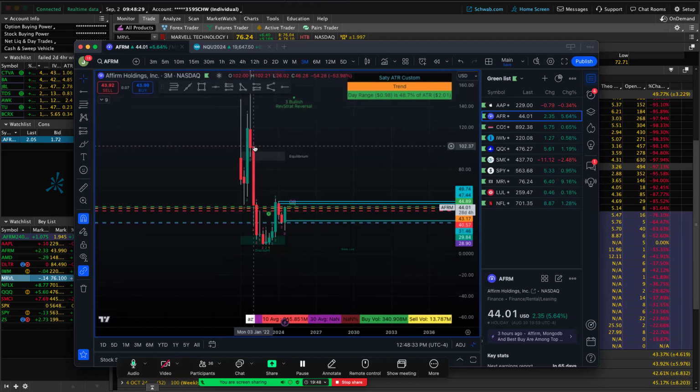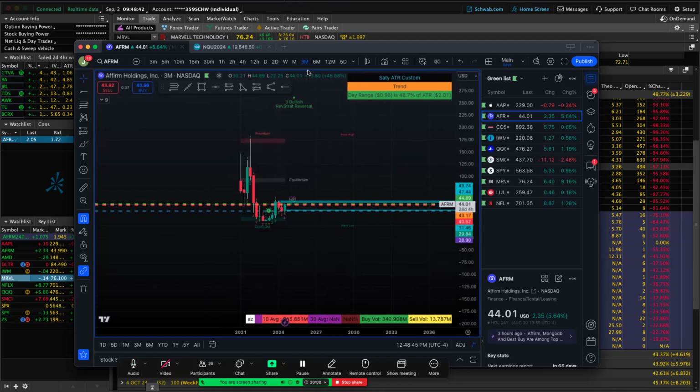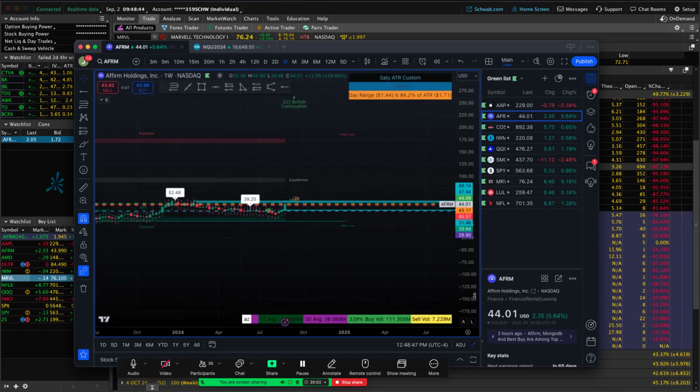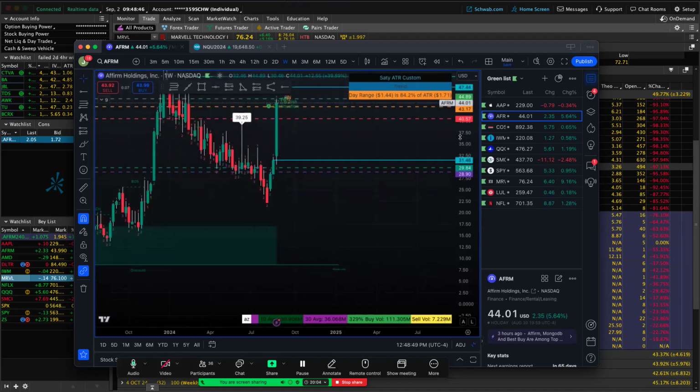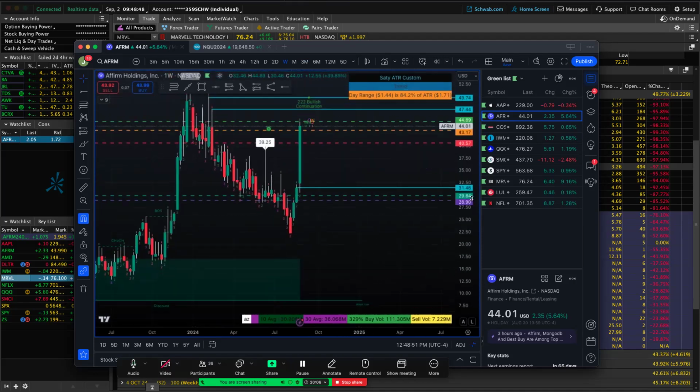And if they really want to get crazy, this would be a nice long-term swing trade, because once we get past this pivot right here, AFRM could be looking to go back to $100. I'm sure it's going to take a lot more than just a chart setup to get it there, but that's where we'd be targeting it if we're looking to trade it long term.